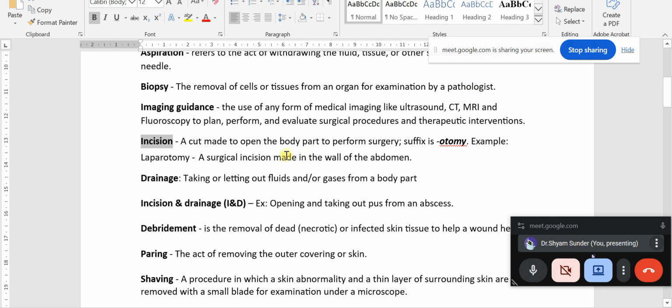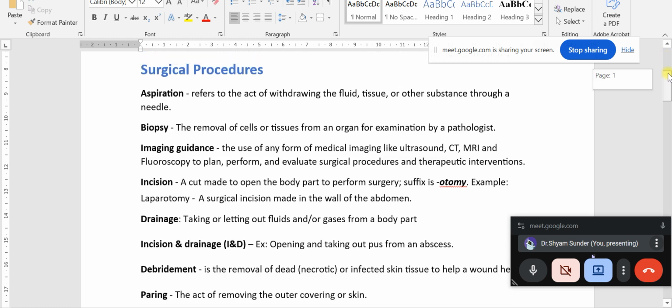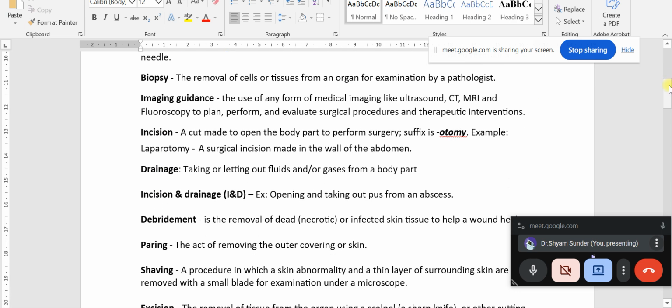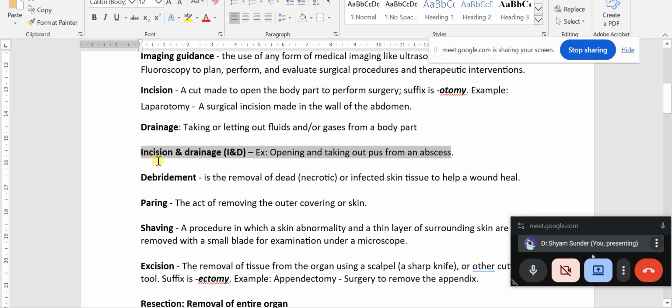Drainage, taking out the fluid. But what is the difference between aspiration and drainage? In both the cases, it's taking out the fluid, but here you take the fluid with a needle syringe. Here you have to do incision. So that is incision and drainage, what we call I and D. This is a very basic procedure. If a patient is visiting with abscess, lump with pus, the first thing what they do is incision and drainage.